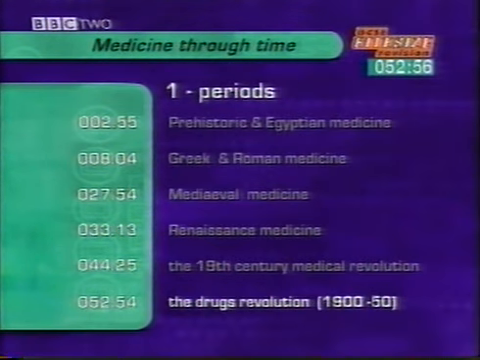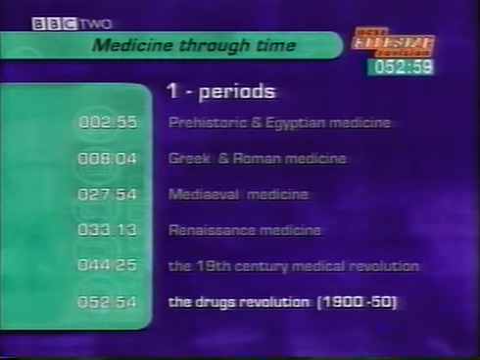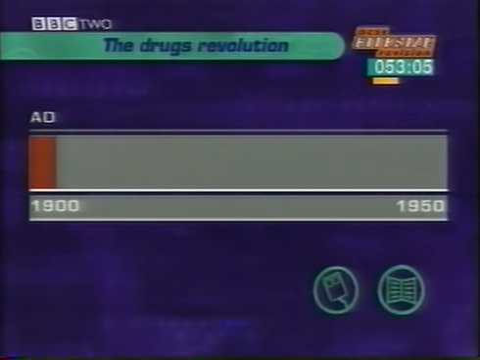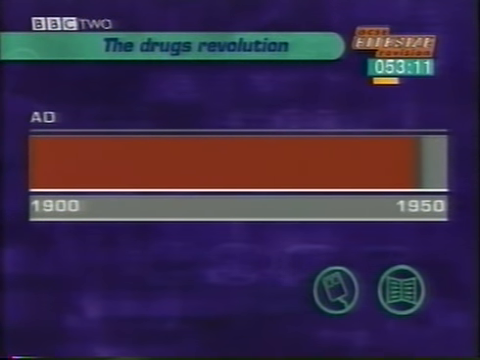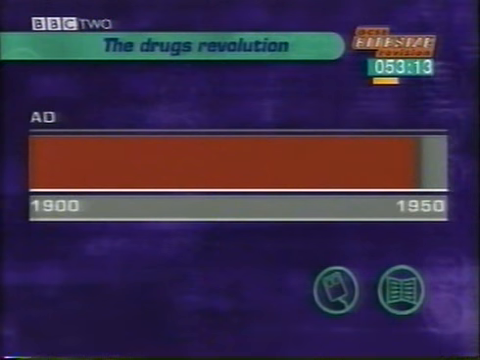Now we move on to the drugs revolution from 1900 to 1950. The early 20th century was a time of revolutionary new developments in the use of drugs to fight disease. Drugs which could destroy certain germs without harming anything else in the body.